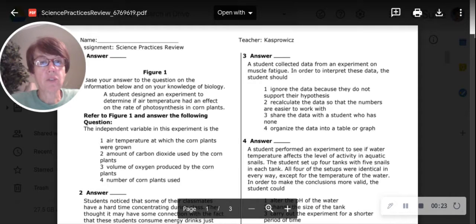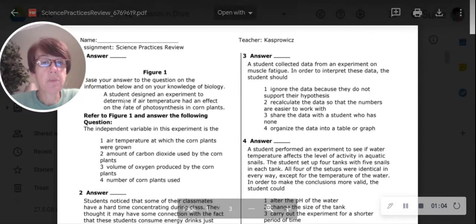Question number 1 says, base your answer to the question on the information below and on your knowledge of biology. A student designed an experiment to determine if air temperature has an effect on the rate of photosynthesis in corn plants. So again, we've got a problem here, and our problem is going to tell us what we're changing, which is our independent variable, and what we're measuring, which is our dependent variable. So in this case, they're asking us to identify the independent variable, which is what we're changing. And in this case, we're changing the air temperature at which the plants are going to be grown. So the answer to this question is going to be number 1.